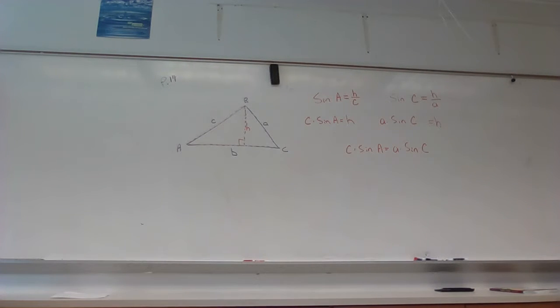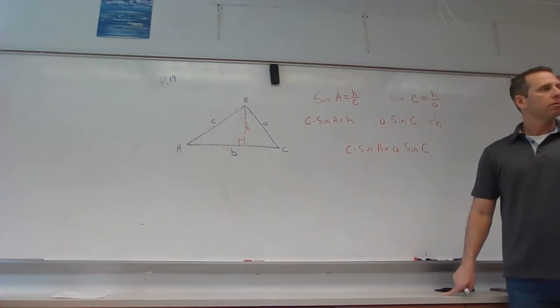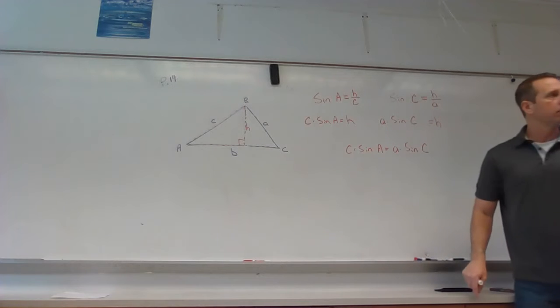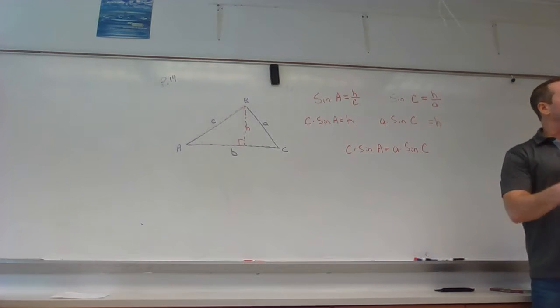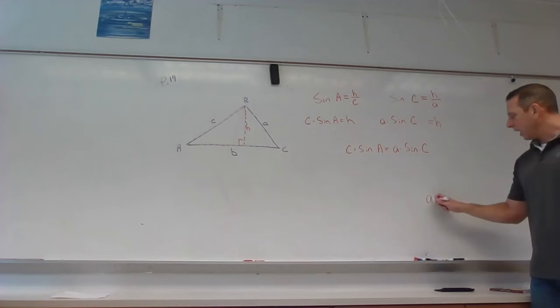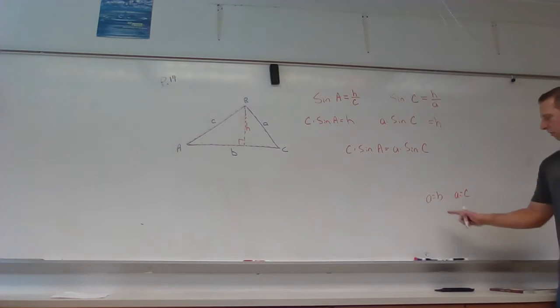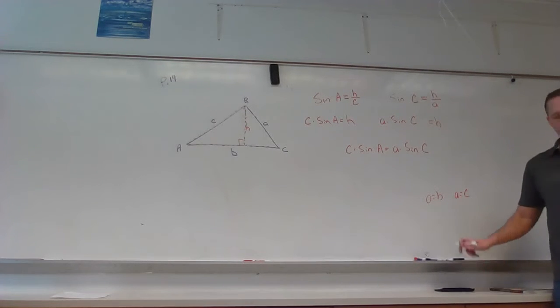H equals this. H equals this. So that means they're equal to each other. If they're both equal to the same thing, they're equal to each other. It's called the transitive property. If A equals B and A equals C, then B and C are equal to each other. That's basically what I did there.